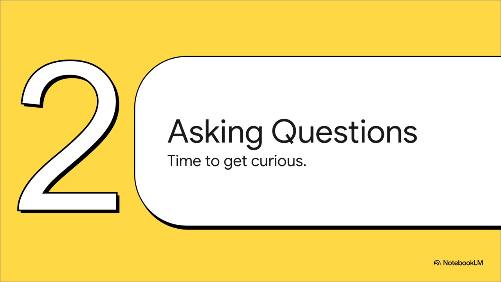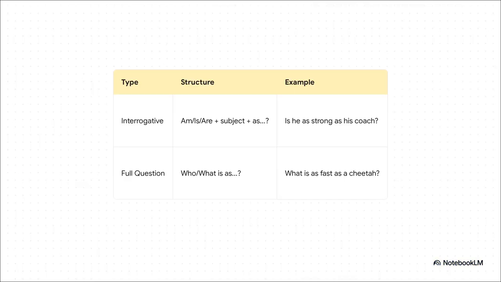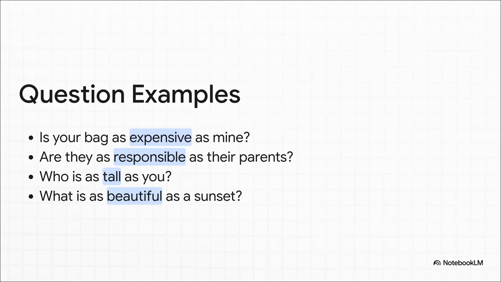Awesome. So now you can make statements saying things are equal and unequal. But what about asking questions? How does the formula work for that? Well, let's find out. Time to get curious. So you'll see there are basically 2 main ways to ask a question with this. The first way, you just flip the subject and the verb. So instead of saying he is, you ask, is he? Simple. The other way is to start with a question word, like who or what, when you want to get a little more information.